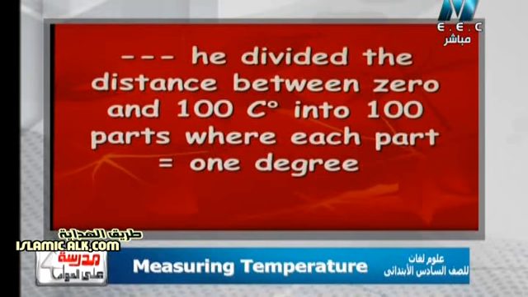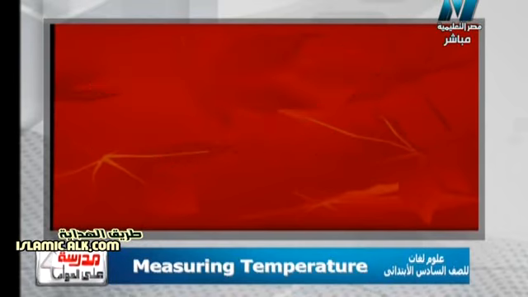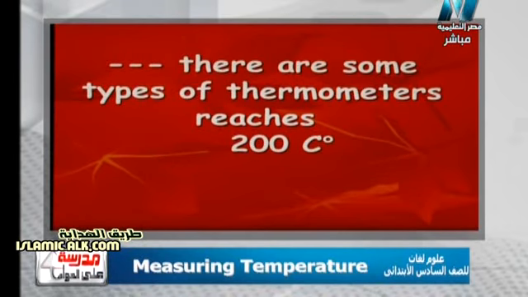When I measure a human's temperature, I need to be very accurate; I need to know the decimal fractions of temperature. But for the temperature of liquids it's not necessary, and for the temperature of the atmosphere it's not necessary either. For example, today's temperature is 30, but 30 point what is not a big problem. Okay, so again he divided the distance between 0 and 100 Celsius into 100 parts where each part equals 1 degree. Some types of thermometer reach 200 Celsius.